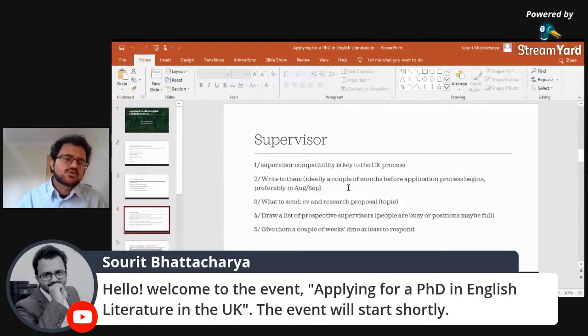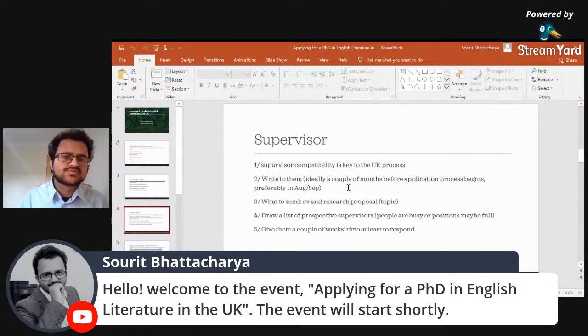It also asks you to draw a list of prospective supervisors, because, as I say, people are busy and people's positions might be full. PhD positions, I mean. So you can have at least a few prospective supervisors, faculty members, in mind before applying. At the same time, also do check university resources, records, libraries, because you're not only going to be doing a PhD with a supervisor, but also with a university. You will definitely be reading a lot in the library, spending a lot of time in the library, and also the city. So everything will be very important.